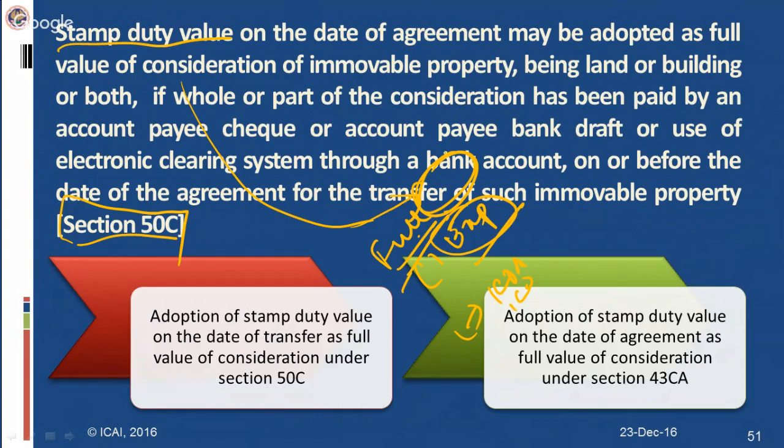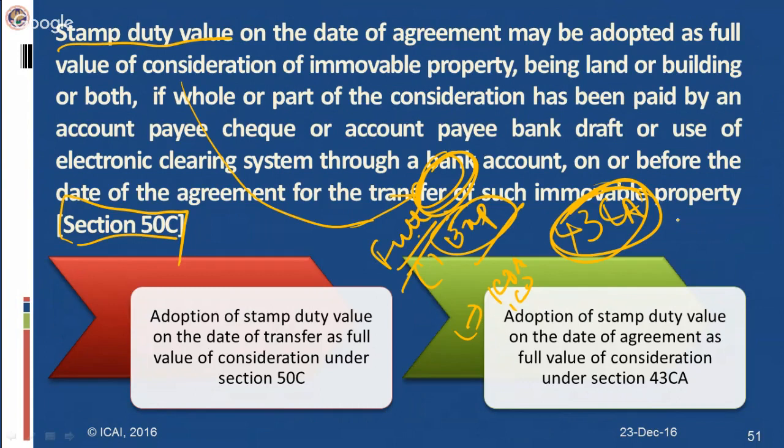Now, what used to happen? This is in respect of capital asset 50C. Later on, other provisions were introduced in the Income Tax Act. 43CA was introduced in respect of a transfer of a capital asset held as stock in trade, basically dealers in property, when they do it.